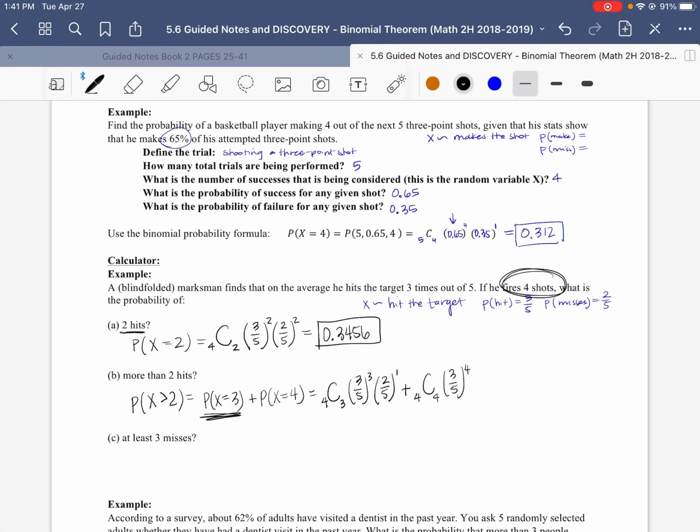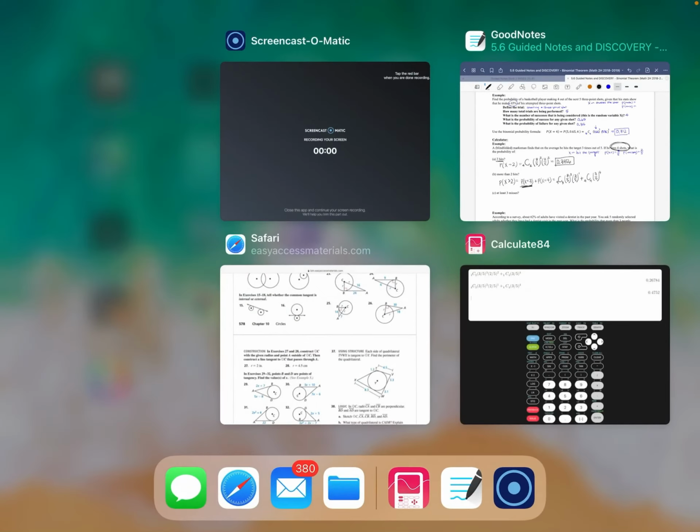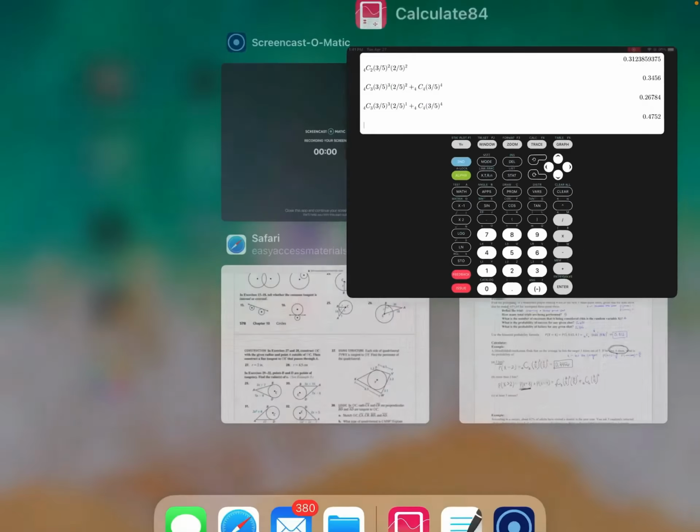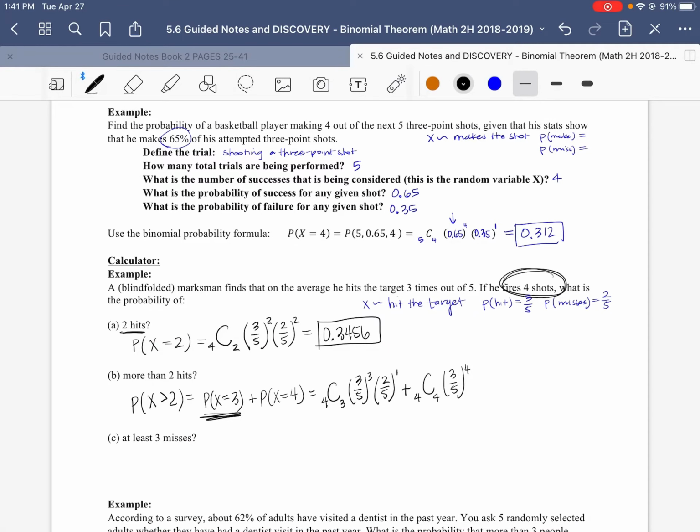Okay, so we can put this whole thing into the calculator at once. So I'm just going to jump to the calculator, and I've already put this in, so I'll just show you. Here at the bottom, notice we can just put this whole thing in. You've got 4, choose 3, 3 divided by 5 to the third, 2 divided by 5 to the first, plus 4, choose 4, 3 divided by 5 to the fourth. And that came out as 0.4752.